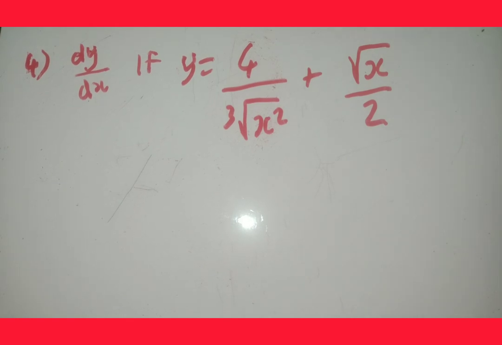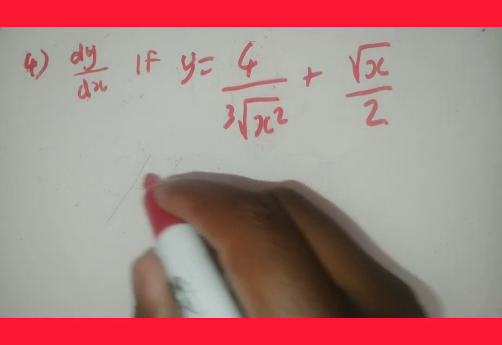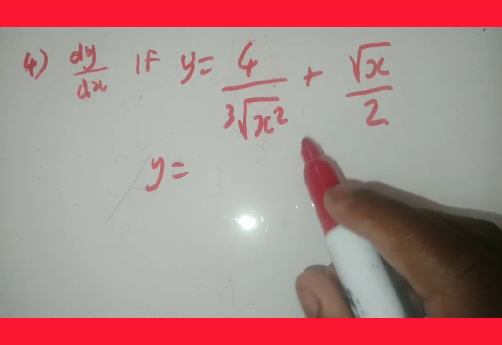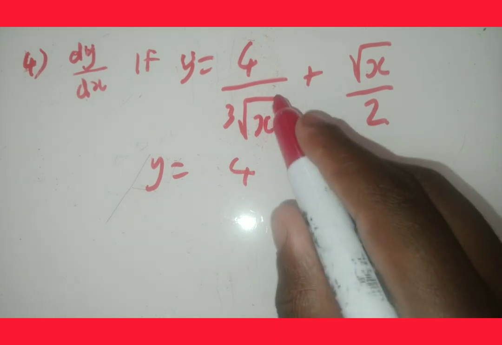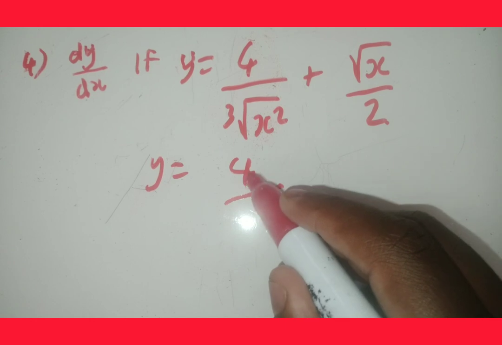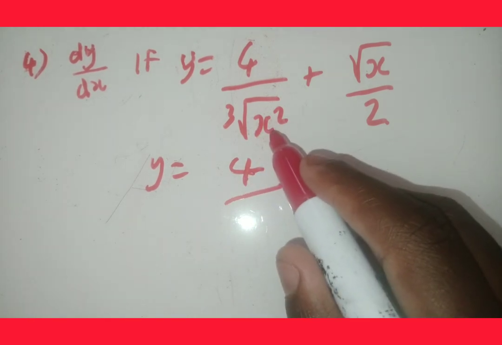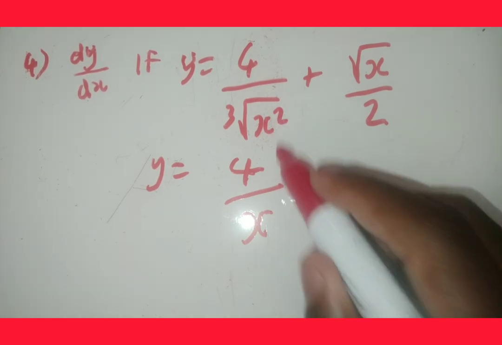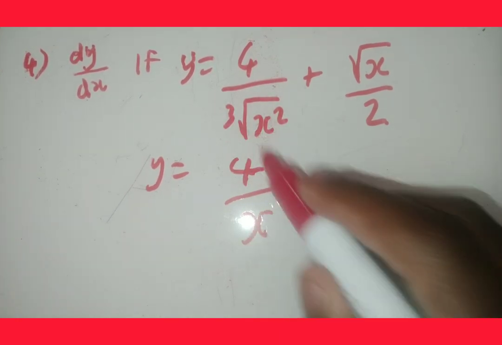Alright, here is another example. Find the derivative of y with respect to x if y is equal to 4 over the cube root of x squared plus the square root of x over 2. This is not in a differentiable form, so I'm still going to write y because I haven't yet derived it. I'm still manipulating. Whenever you have this square root kind of thing, it's called a radical. Whenever we've got a radical, we have to convert it into an exponential fraction. When we convert it, whatever is inside comes on top, whatever is outside goes down.